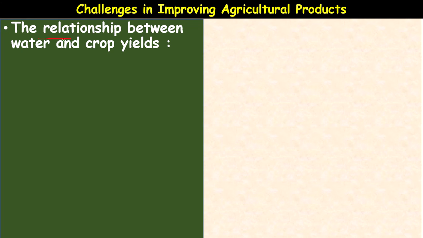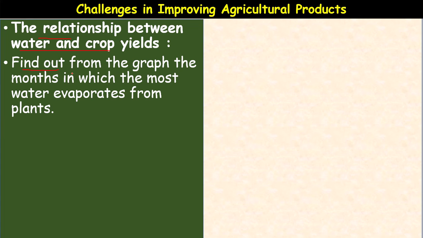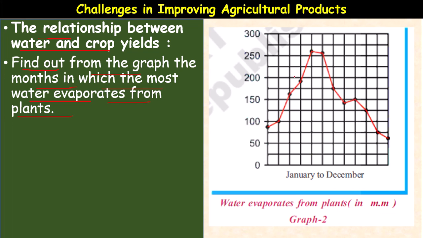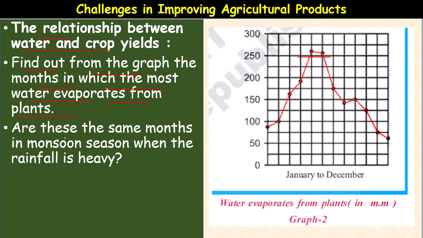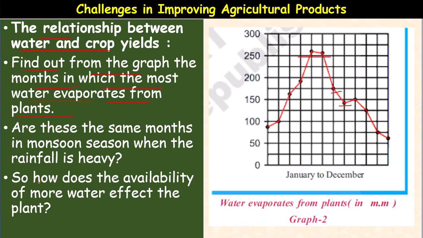The relationship between the water and crop yields. Find out from the graph the months in which the most water evaporates: the months of April, May. Are these the same months as the monsoon season, when the rainfall is heavy? No. June, July, August you can see are the monsoon seasons. So, how does the availability of more water affect the plant? Due to the mechanism of evaporation of excess water in the form of water vapor through the leaves, called transpiration, the plant is helped to overcome the water fluctuations.